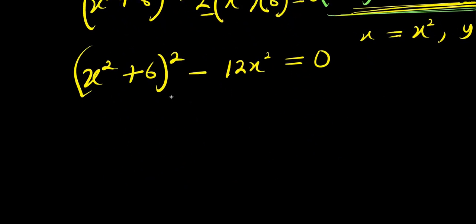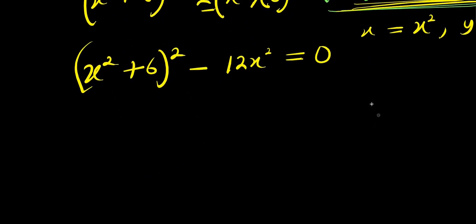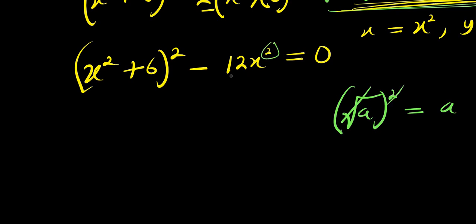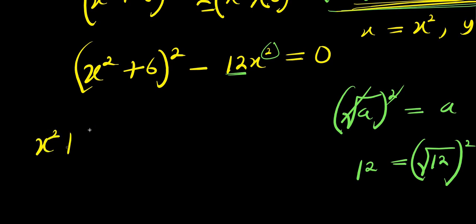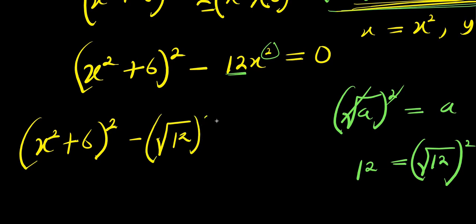Now, let's also apply this identity here. If you have square root of a to the power of 2, this is the same thing as having a, because the square root can eliminate the square. So the 12 here, because we have power 2 here, we want to express this in terms of power 2. That means we are going to replace 12 with square root of 12 raised to the power of 2. So let's do that here. That means we are simply going to have x squared plus 6 to the power of 2 minus square root of 12 raised to the power of 2 times x squared equals 0.